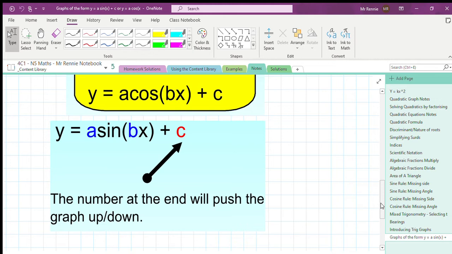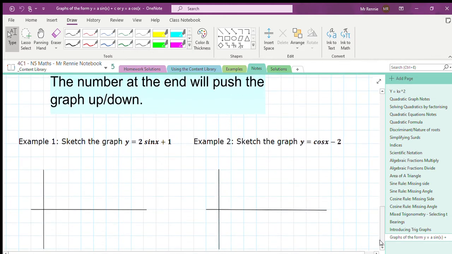How I've described it is how we're actually going to sketch it. We're going to look at a couple of examples, and I'm going to get you to copy these down. The first one we're going to sketch is y equals 2 sin x plus 1. I'll pause this video to make sure you're writing this down.